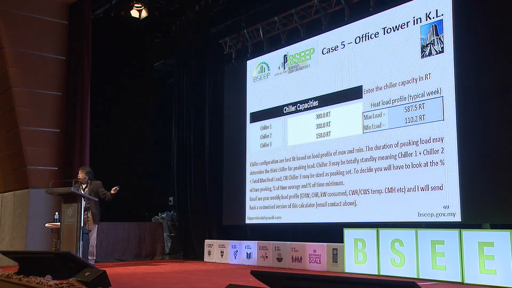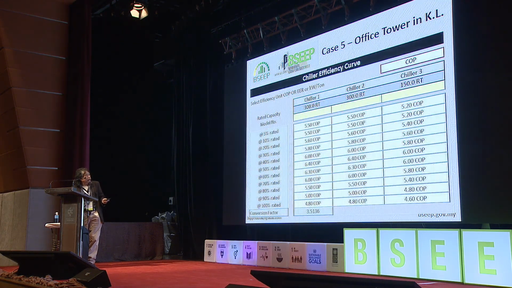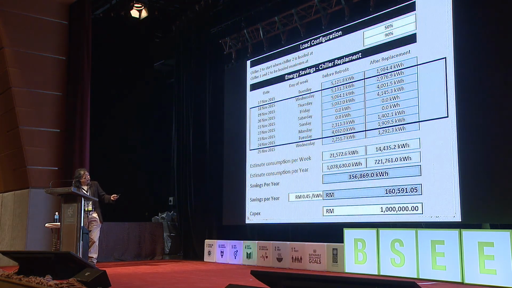Those of you who are interested, I actually developed this software calculator. If you have your load profile, and you have the COP profile of the chiller, I can calculate what is the saving if I change the chiller to a COP6, but of a certain profile.